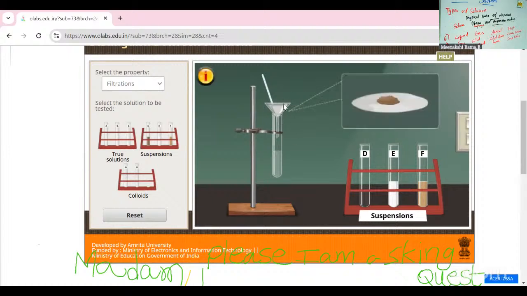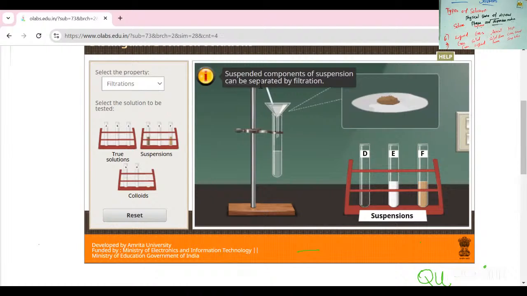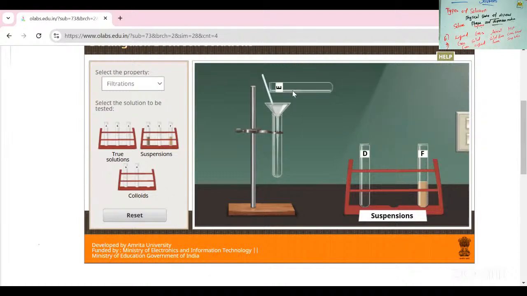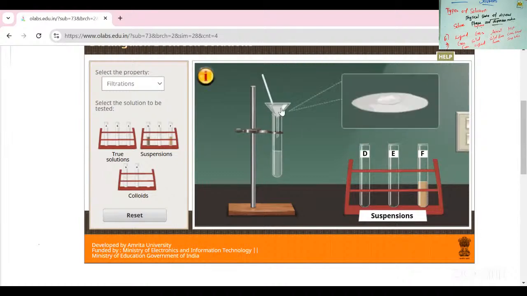The solution is filtered with the help of the funnel and the filter paper. Yes, the solid particles are retained above the filter paper. Only the liquid comes out of the funnel. The solid particles are filtered. So this is the suspension. Suspended components of a suspension can be separated by filtration. Next, chalk powder also settled on the filter paper. So this is the suspension.